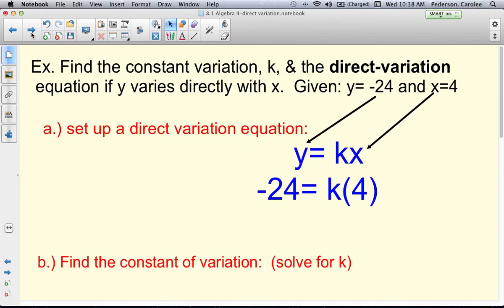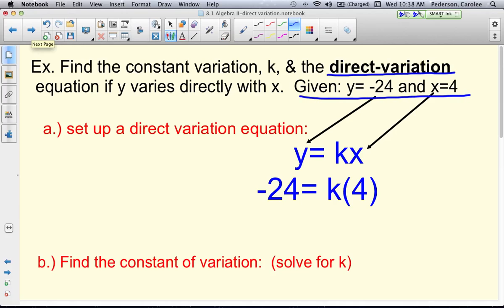The problem that I want you to write down is this. I'll highlight the pieces I want you to write down. Go ahead and write the example and write the words direct variation. And here's what we're given. Write the given down. Y equals negative 24 and x equals 4. So go ahead and write down those two highlighted blue pieces. And then notice the words here: y varies directly with x, in quotes.